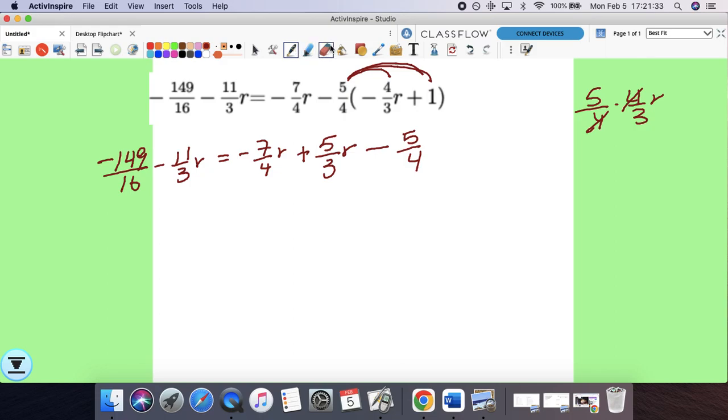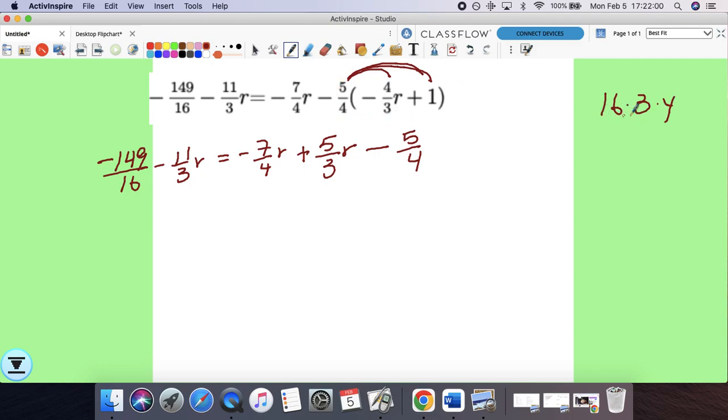We have options here, right? I can combine these two r's and then move this r to this side, and there's a lot of things I can do. So the first thing I'm going to do is get rid of that denominator. Pretty sure you don't want to work with fractions. So we need to find a common denominator between 16, 3, and 4.